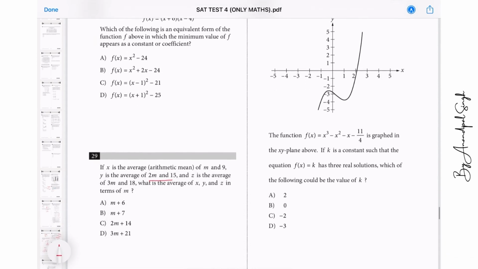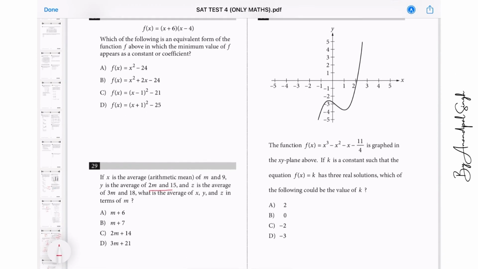Question number 30 says that the function is graphed in the xy plane. If k is a constant such that f(x) equal to k has three real solutions, which of the following could be the value of k? If it is having three real solutions, it means the horizontal line should cut the graph at three points. So k cannot be 2, because here it will cut at only 1 point, so 2 is ruled out. It cannot be 0 because y equal to 0 is this line and it cuts at only 1 point.